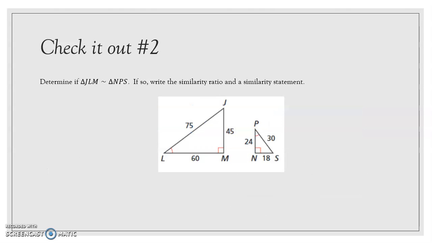Okay, so check it out. Question number 2 wants you to determine if triangle JLM is similar to triangle NPS, and if it is, write a similarity ratio and a similarity statement. So go ahead and do that on your Google Doc and then come back for our last example.